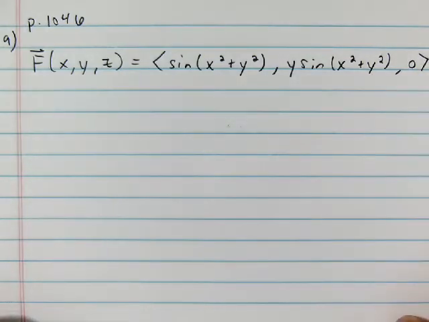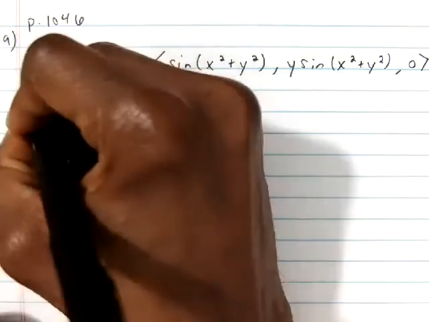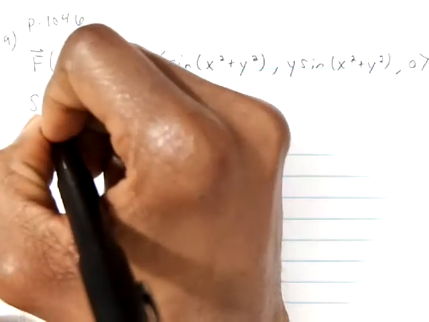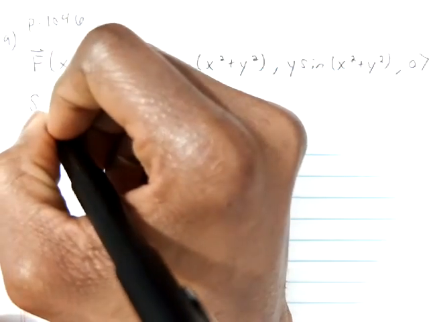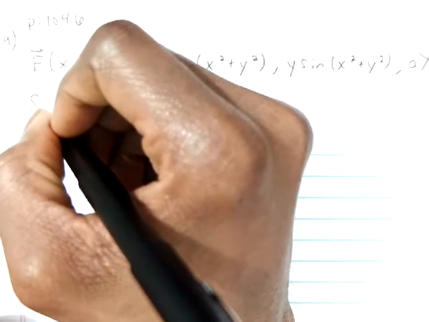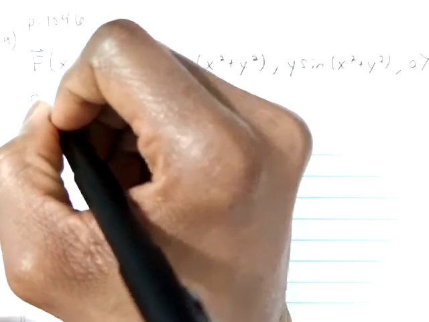All right, and then our surface sigma is composed of the part of the cylinder x squared plus y squared equals pi over 2, between the planes z equals 0 and z equals 1, including both the bottom z equals 0 and the top z equals 1. n is directed outward from the cylinder.